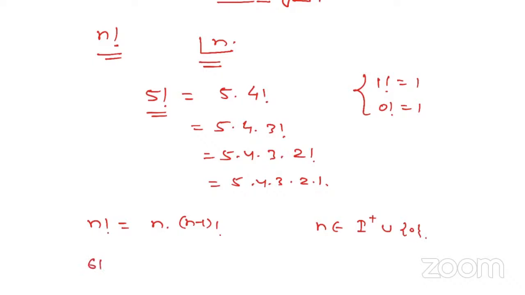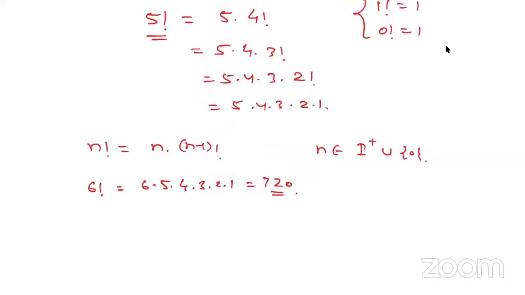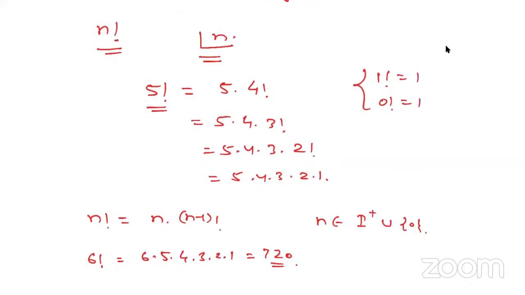If I'm writing 6 factorial, what is the value of 6 factorial? 6 into 5 into 4 into 3 into 2 into 1, so you are getting 720. Based on this factorial, today we have to solve questions, and then we'll convert this for the counting purpose. So hope everyone noted these things. Everyone must have noted it.